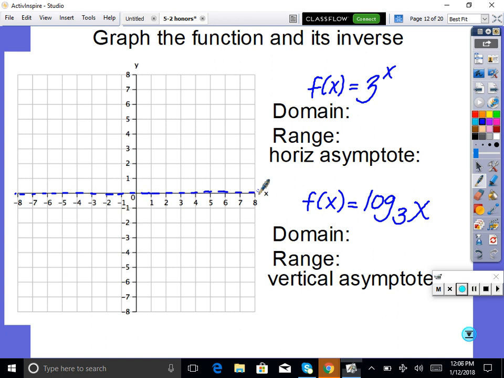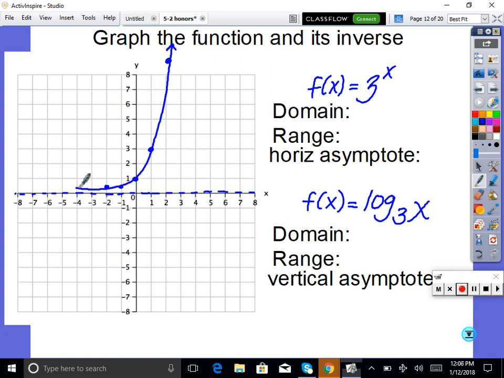So just think in your head, if I plug in negative 2, don't I get a ninth? Everybody? If I plug in negative 1, I get a third. If I plug in 0, I get 1. If I plug in 1, I get 3. Jonathan, Johnny Cakes. If I plug in 2, I get 9. Okay. So now I'm going to draw that in.